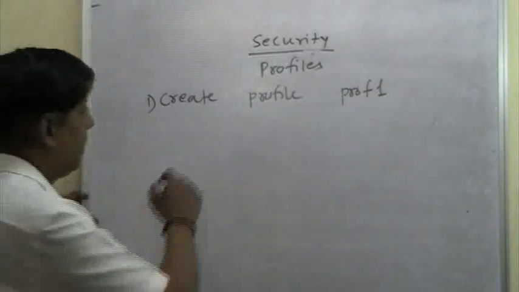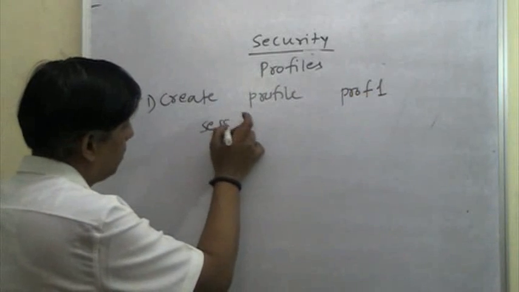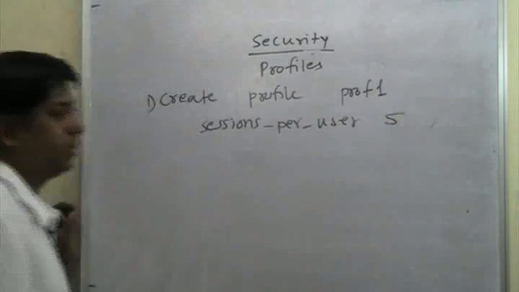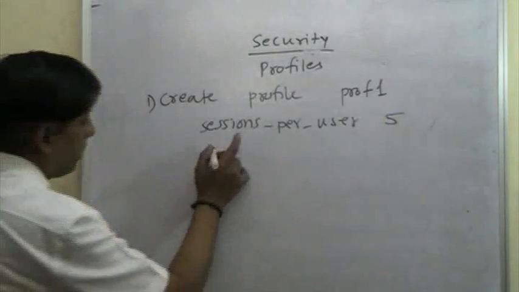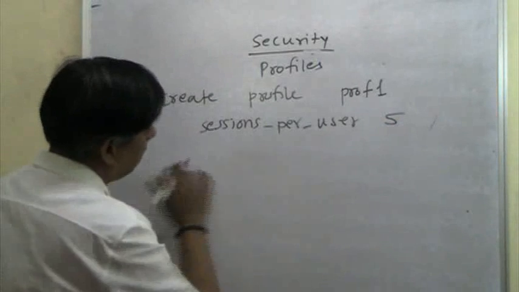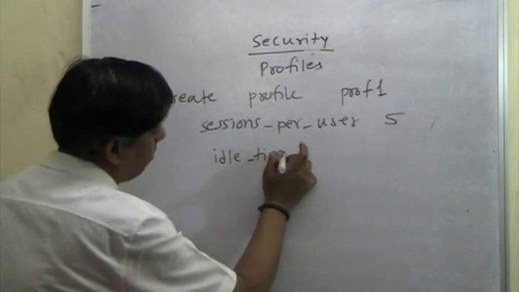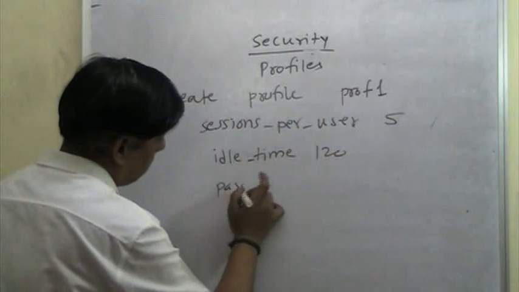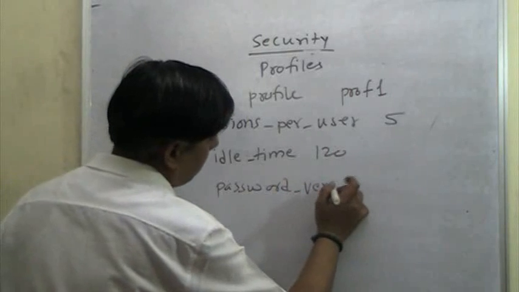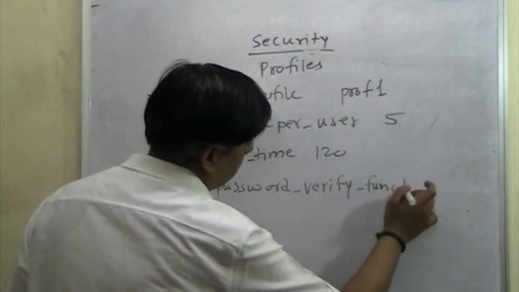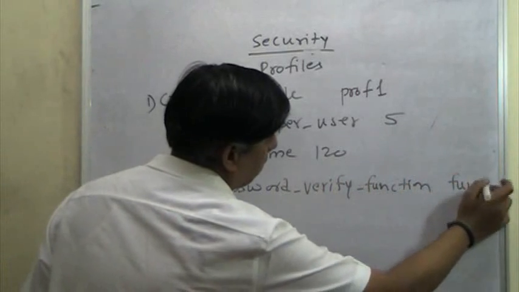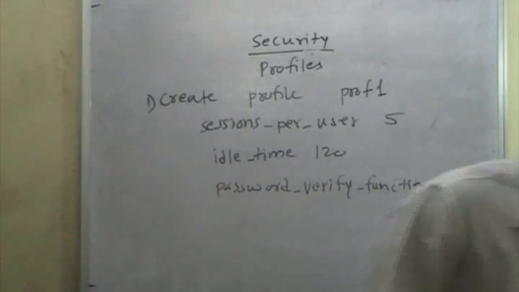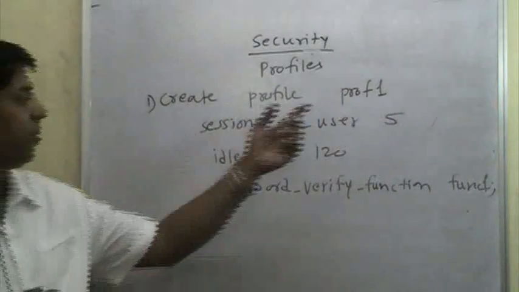So create profile, and then you are going to give those attributes like sessions per user 5. Then you are going to say connect, or let us say idle time 120, and then you are going to say password verify function func1, and this is the profile that you have created now. The name of the profile is prof1.